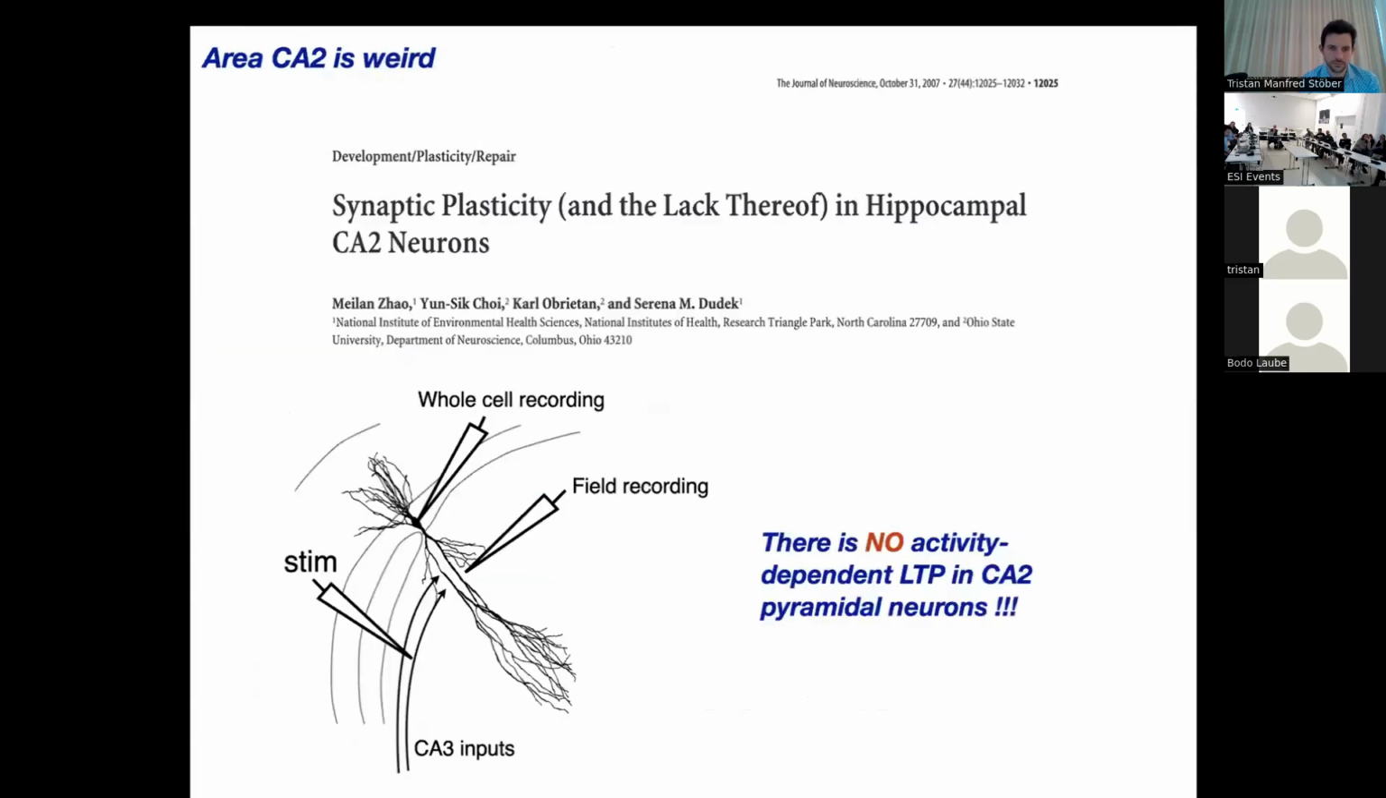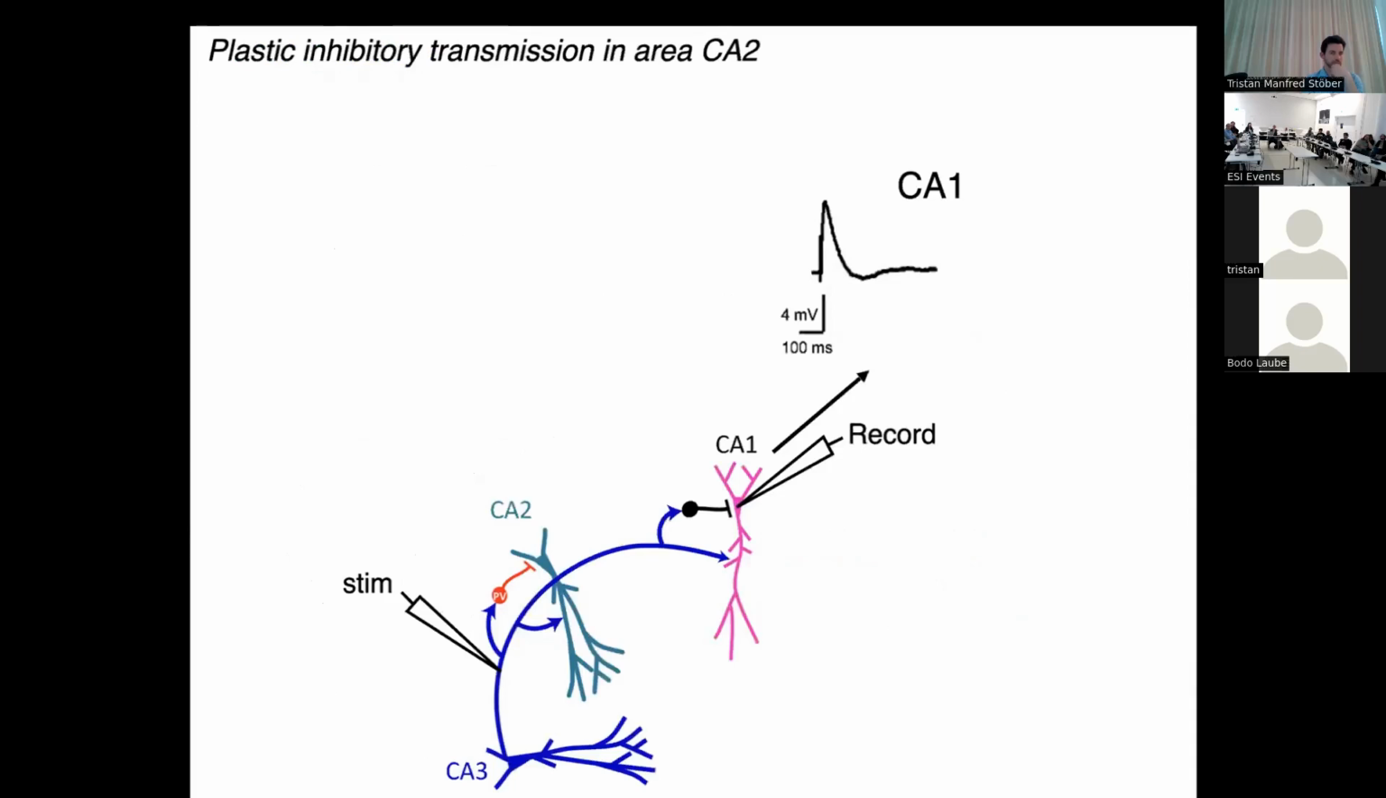It was also mentioned earlier, and established a long time ago by Serena Dudek's lab, that when you stimulate these Schaffer collateral inputs and do either whole cell recording or field recording, you don't see the traditional long-term potentiation that you see in area CA1. So CA2 has this unusual property, and this is a puzzle. You have this strange area that's doing all these important things but doesn't behave like all the other pyramidal cells in the hippocampus. This motivated Vivien Chevaleyre to look closer during his postdoc with Steve Siegelbaum.